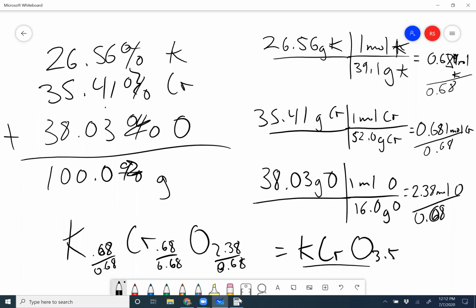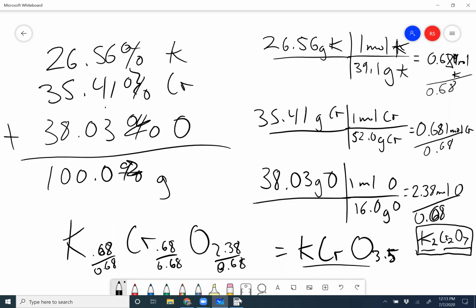So this would be what we call our empirical formula. But the problem is that you can't have 0.5 of an oxygen. That doesn't make sense. The chances are we need to double everything. And so this is K2Cr2O7, potassium dichromate. We just figured out the formula of this substance from its mass percentages.